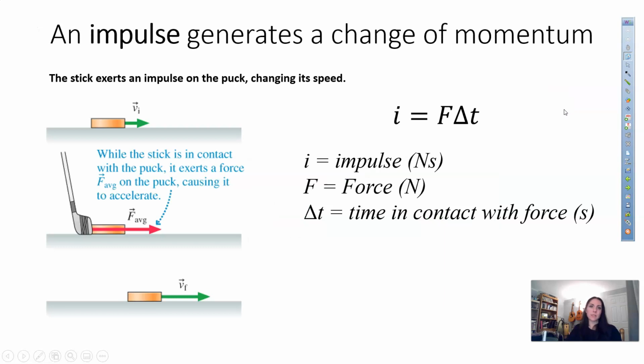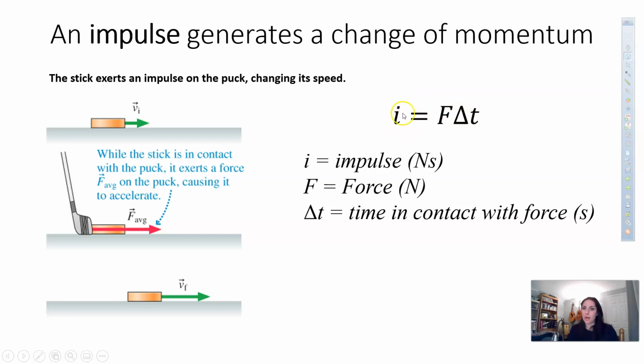So what we can say is that impulse generates a change of momentum. In other words, we can think about it not in terms of how the velocity is changing, but how much force is applied and for how long. This is called impulse.